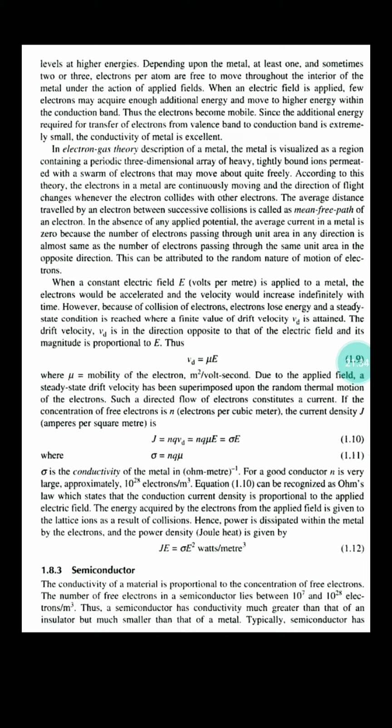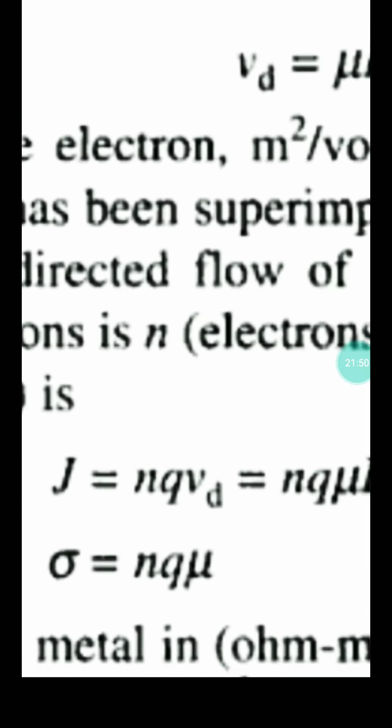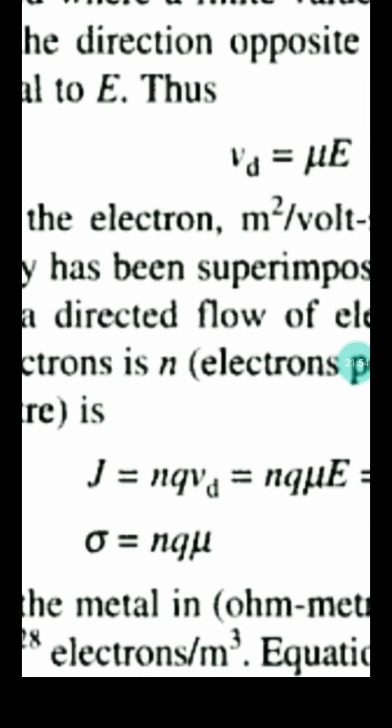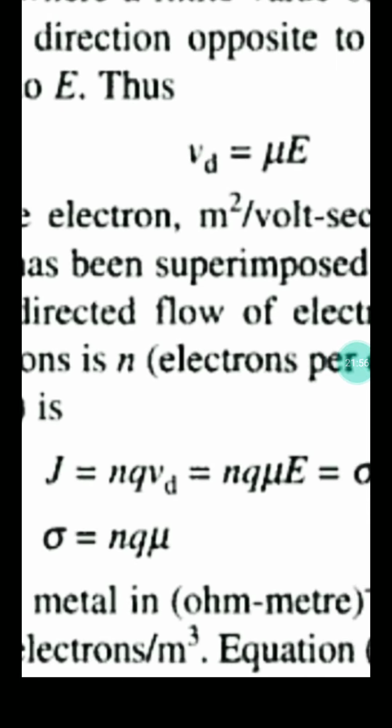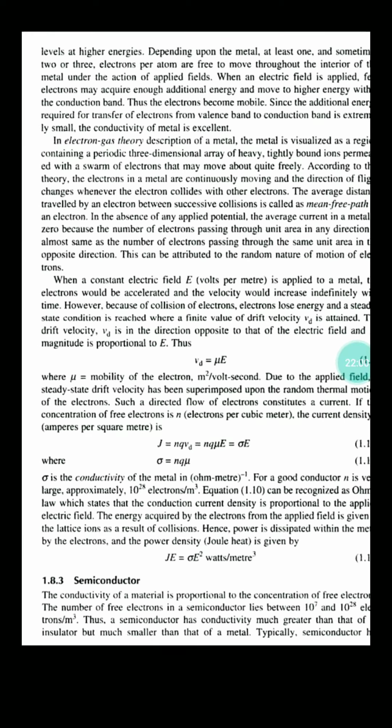Now what is J? J is equal to I by A, where I means current and A means area. Based on that equation, we can write J is equal to nqvd. You know already vd means drift velocity. Vd we can write as mu E bar. Now this nq mu we can call sigma. So sigma is the conductivity of the metal.